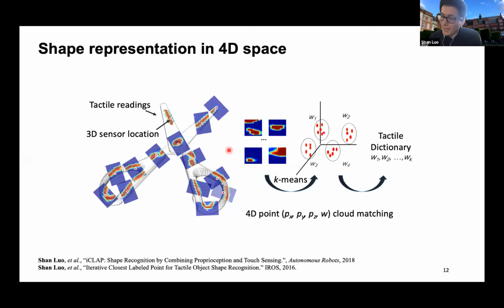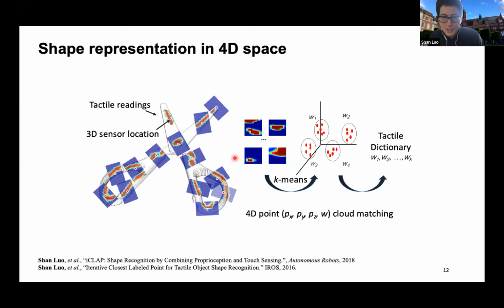For example, we have a pair of scissors here. We can contact this pair of scissors with multiple contacts. For each contact, we have one tactile patch, one tactile image. After multiple contacts, we can gather them together and incorporate them in one 4-dimensional space.